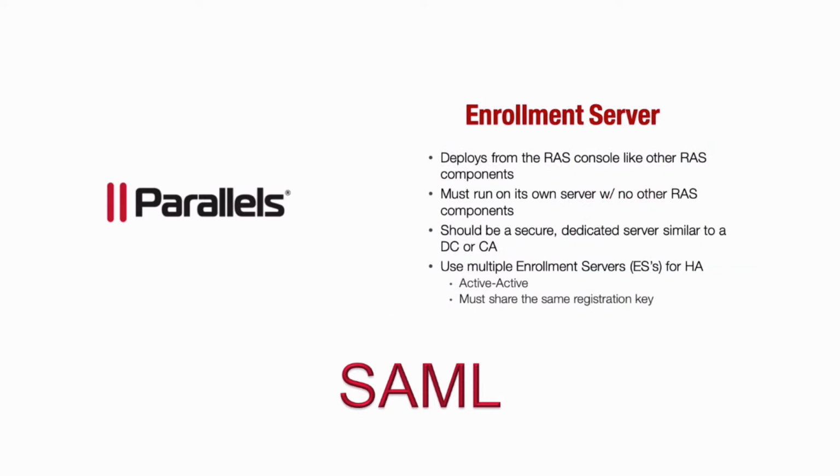And we do that through an entity that we have in RAS called the enrollment server, which ties into SAML. If we take a closer look at the enrollment server, like I said, it's just a separate component within RAS. It deploys from the RAS console like other RAS components, right? Go into enrollment servers under farm, click the little blue plus and push it out. It's a little bit different in that it must run on its own server with no other RAS components. It won't even let you install it on a PA or a gateway or anything like that, like the other RAS components will let you double up. Also, think about what it's doing. It should be a secure, dedicated server, similar to a domain controller or certificate authority.